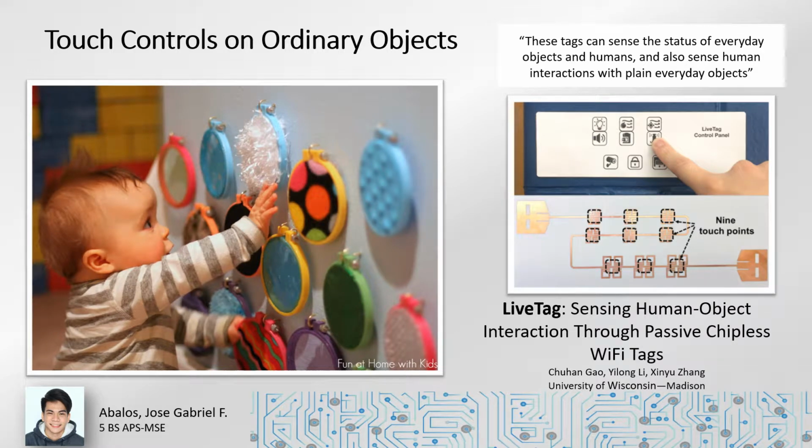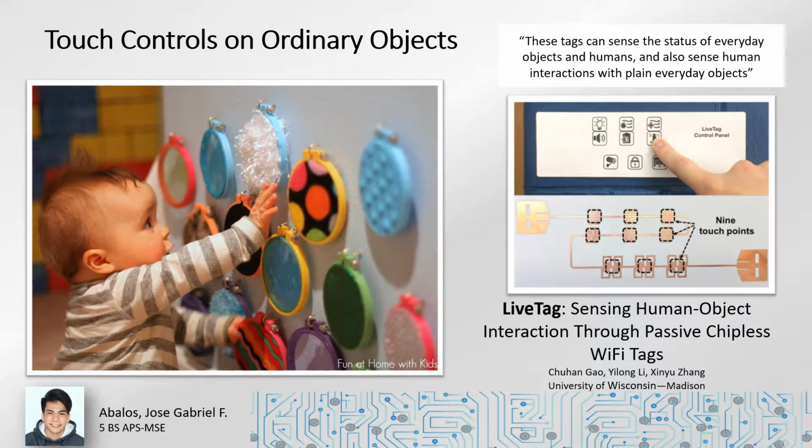One of the defining characteristics of human beings is their innate need to interact with the world around them through the sense of touch. This is something that has been observed in every culture and in every stage of development. In fact, as technology advances, many people have begun to think that we are distancing ourselves from the world around us. However, Chuhan Gao, Yilong Li, and Xin Yu Zhang from the University of Wisconsin-Madison have created LiveTag.